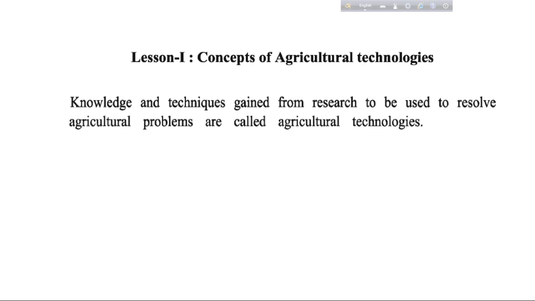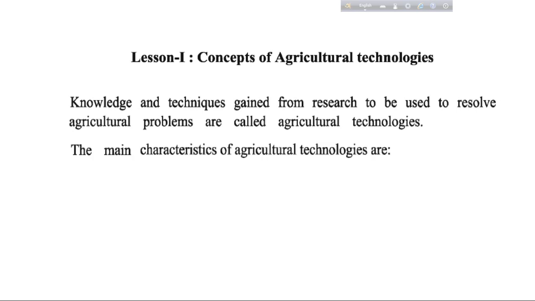In simple words, the technologies which are used to solve agricultural problems are called agricultural technologies. The purpose of technology is to solve human problems. Similarly, the purpose of agricultural technologies is to solve agricultural problems. Therefore, the technologies which are used to solve agricultural problems are called agricultural technologies.